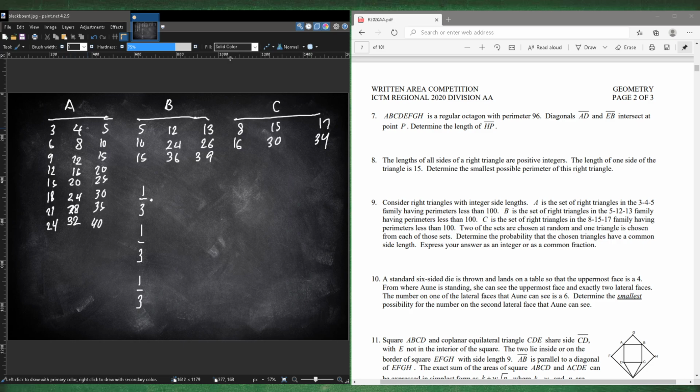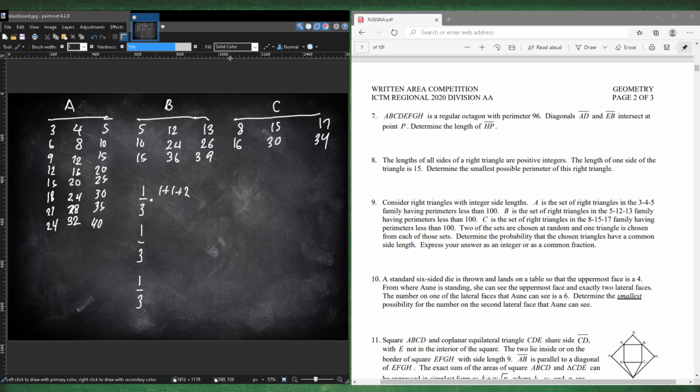So let's think about the 3, 4, 5. How many work with the 3, 4, and 5? So there's 1, and that's it. And then 6, 8, 10. Well, there's 1 for the 10, 24, 26. The 9, 12, 15. So 9, there's 12. There's 15, so there's 2.